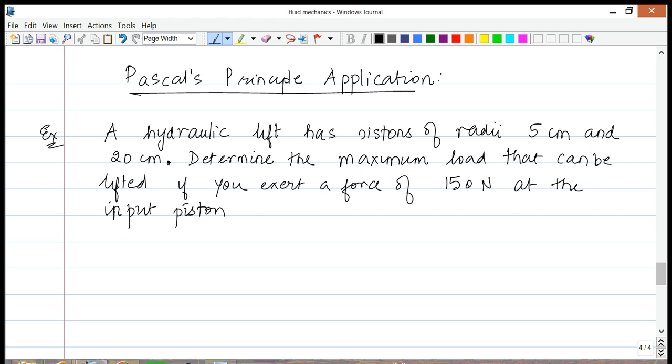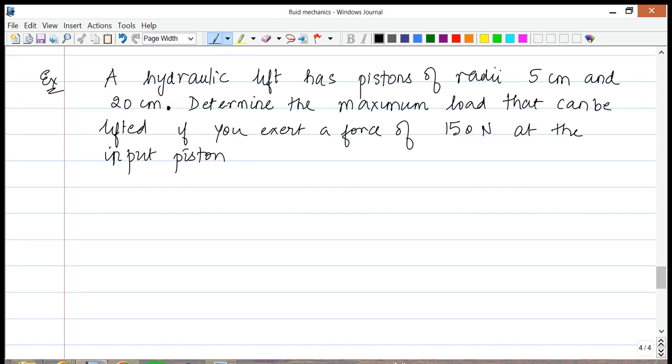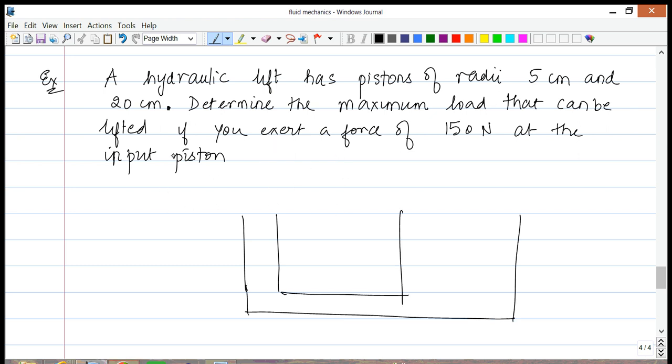Okay, we're ready to apply Pascal's principle. So here's what's happening. You're given a hydraulic lift, and the piston radii are 5 centimeters and 20 centimeters. So on one side you have a 5 centimeter radius, on the other side you have a 20 centimeter radius. So this is 5 centimeters, this is 20 centimeters.